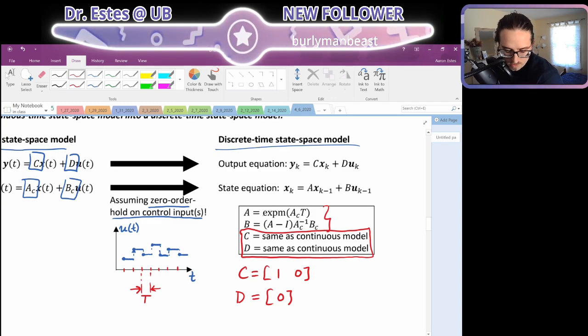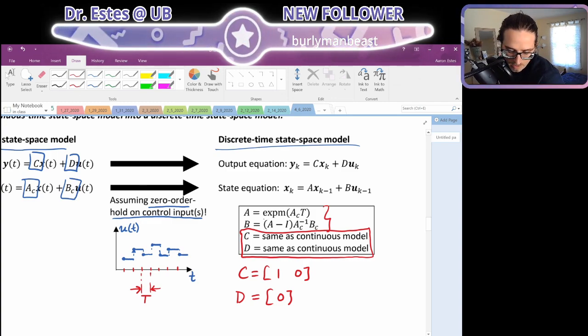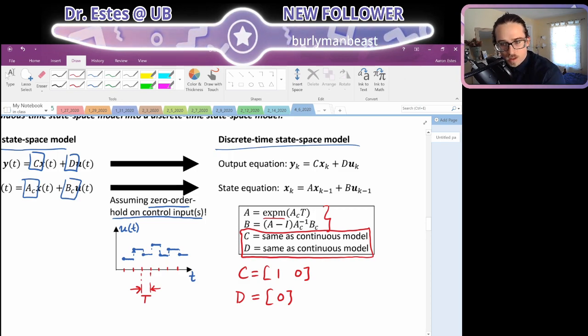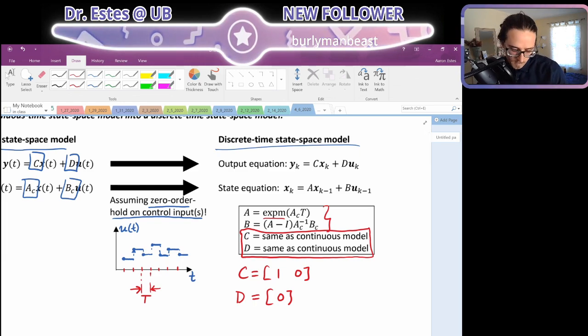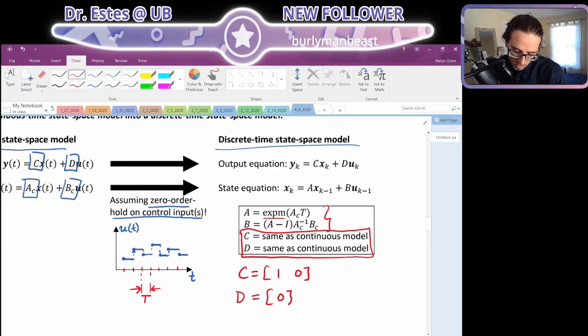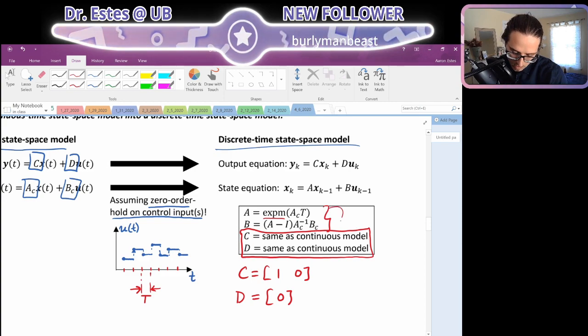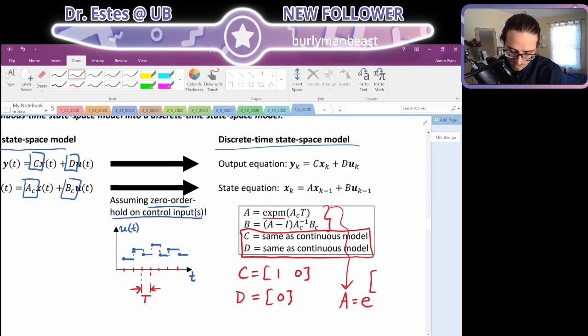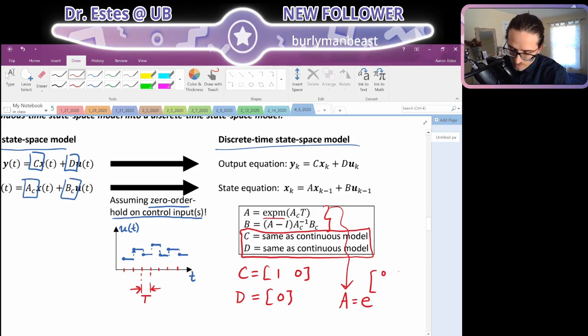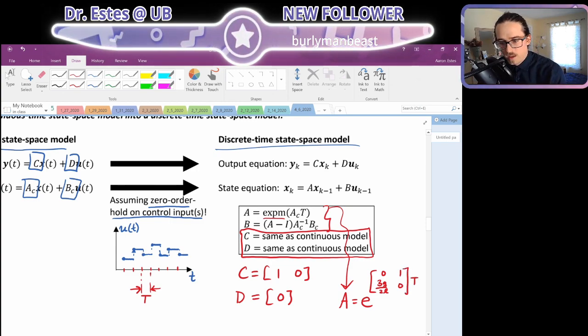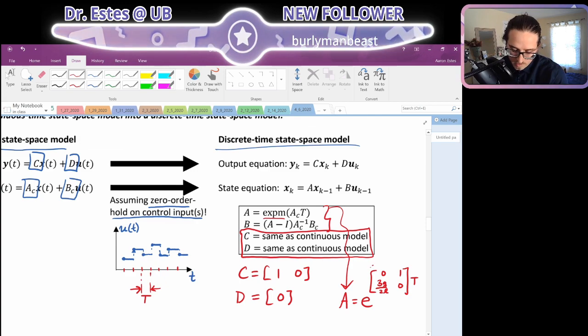For the A matrix, you might not have seen this before, this EXPM. That's the matrix exponential. So, like if you were to write this out, A is going to be e to the whatever our A matrix was, 0, 1, 3g over 2l, 0, and then we multiply that by our sampling period, whatever that is.